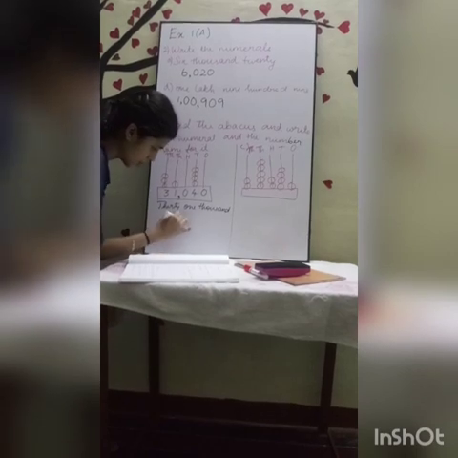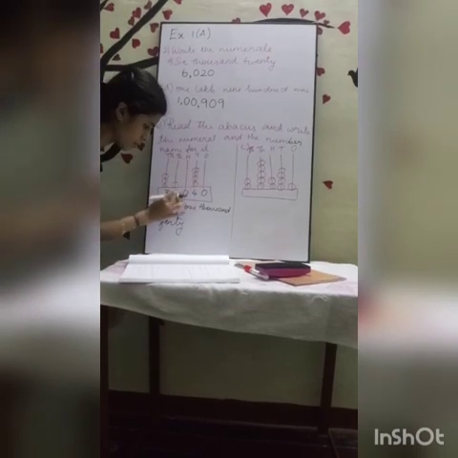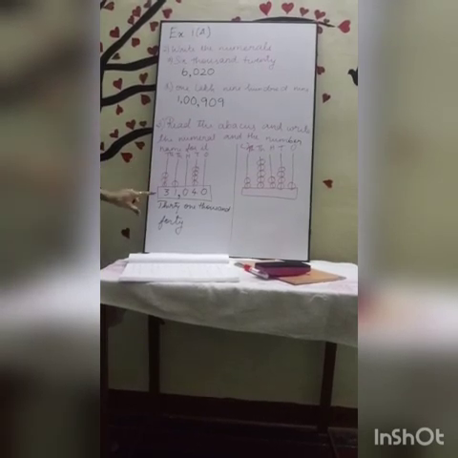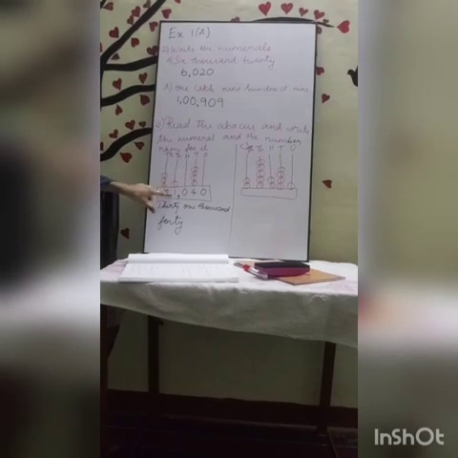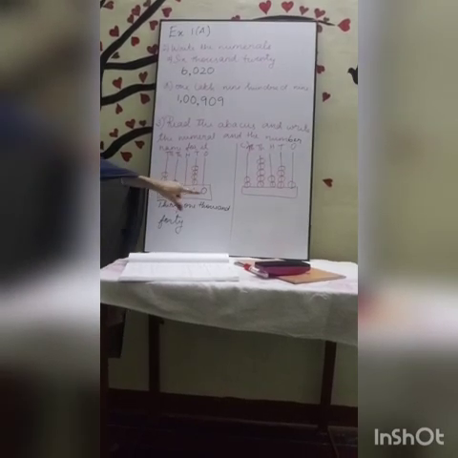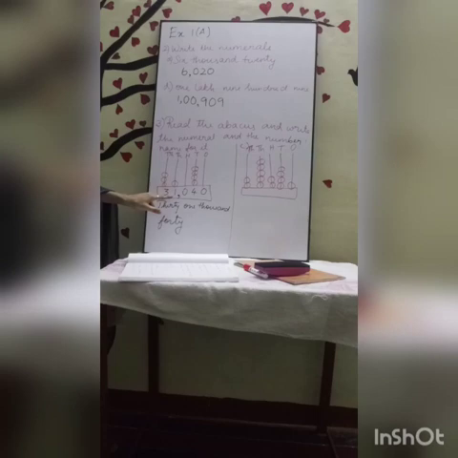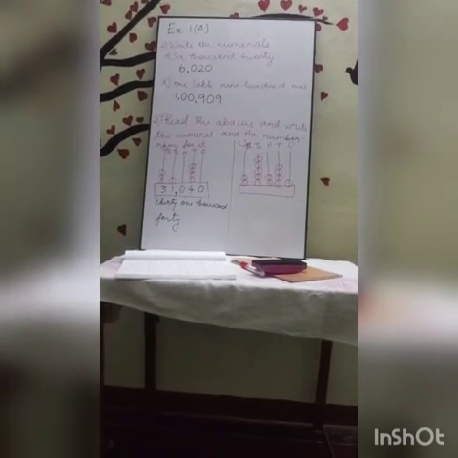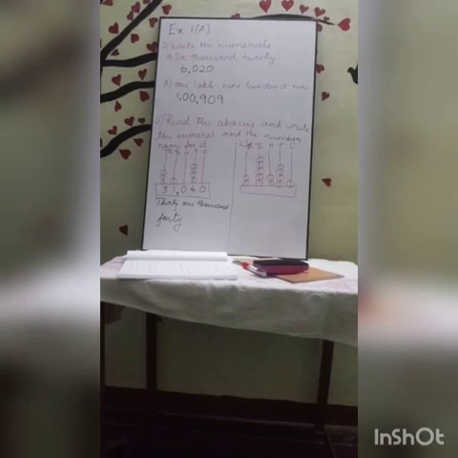31,040. Because in the hundreds place there is 0, so I am writing 40. This is your number name. So now I have read the abacus and written the numeral here: 31,040. Okay, 31,040 is your answer.